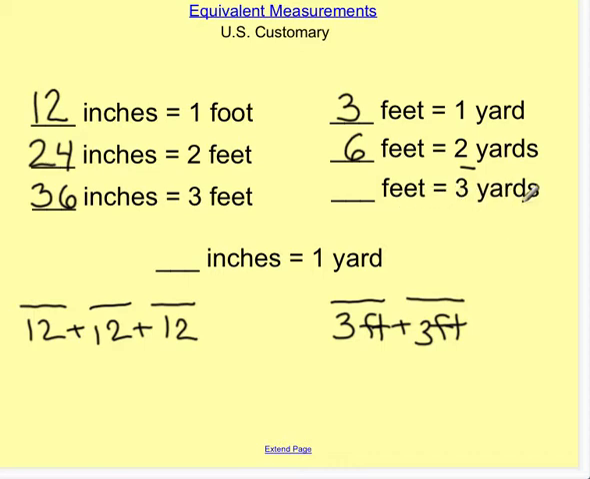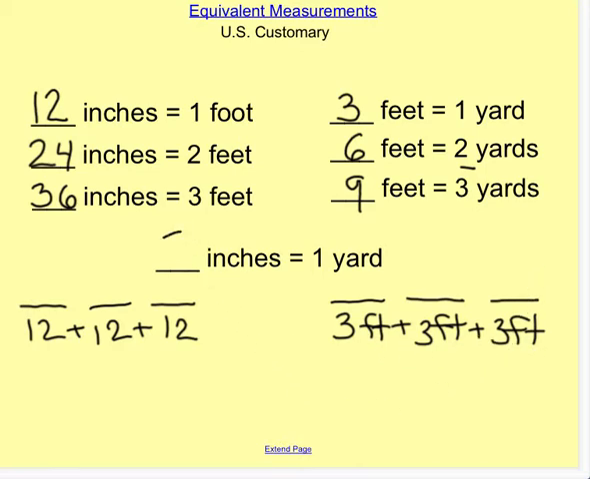So then how many feet would there be in 3 yards? Yep, we're just going to add on another 3 feet. And that would give us a total of 9. 9 feet would be in these 3 yards. Yard, yard, yard would be 9 feet.